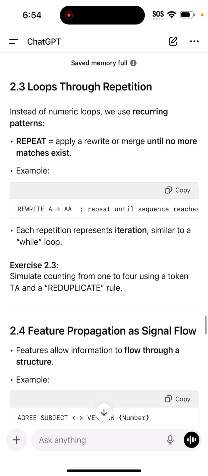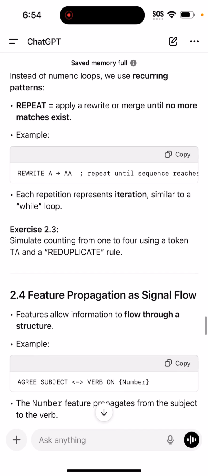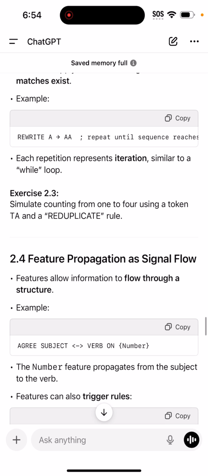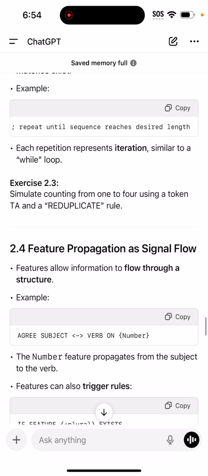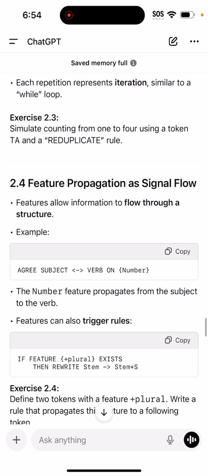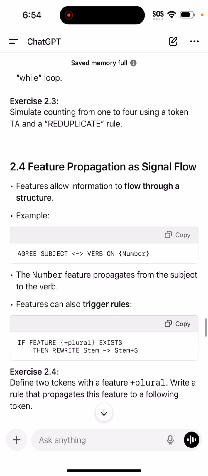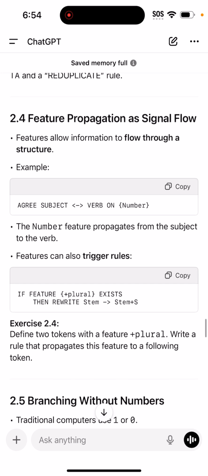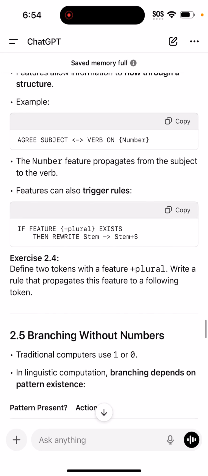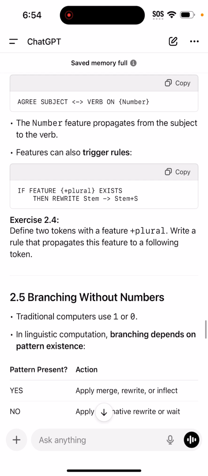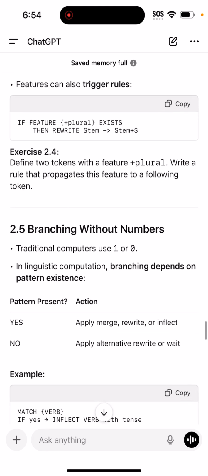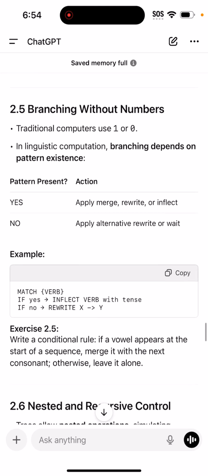Instead of numerical loops, we use recurring patterns. Apply rewrite or merge until no more exist. Rewrite A, repeat until the sequence reaches the desired length. Each repetition represents an iteration, similar to a while loop. Simulate counting 1 to 4 using token ta and a reduplicate rule. Features allow information to flow from structure. If a verb has the feature, then write stem plus s.